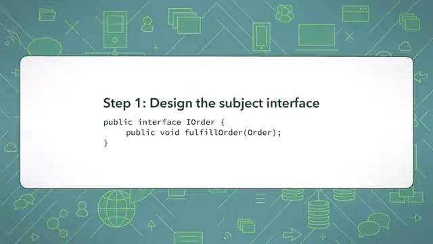Now that you've completed the design for your order fulfillment system, the next step is to implement it. Step 1. Design the subject interface. Create the interface that client software will use to interact with your system. This interface will be implemented by the order fulfillment and warehouse classes.